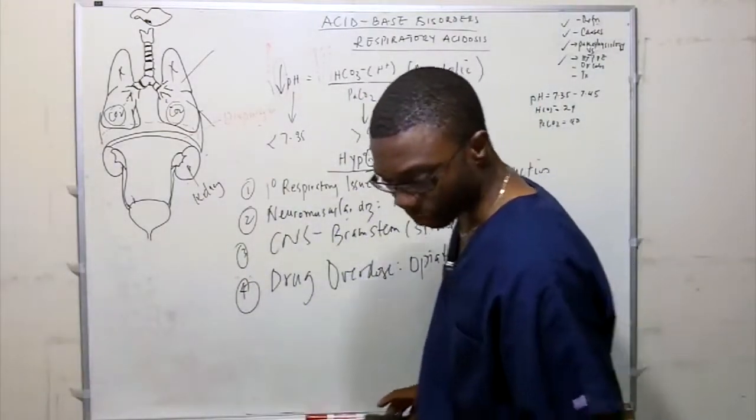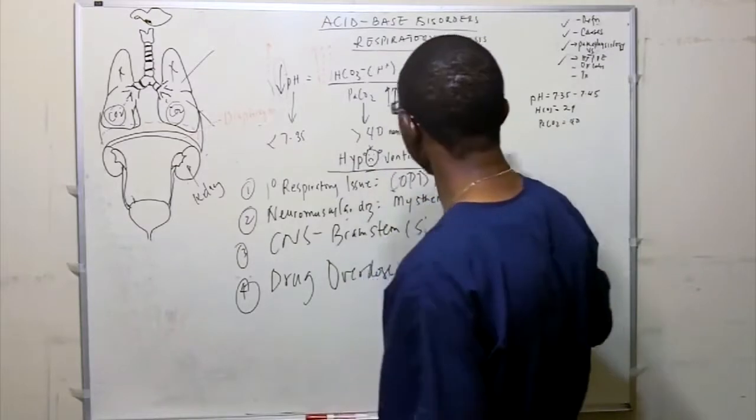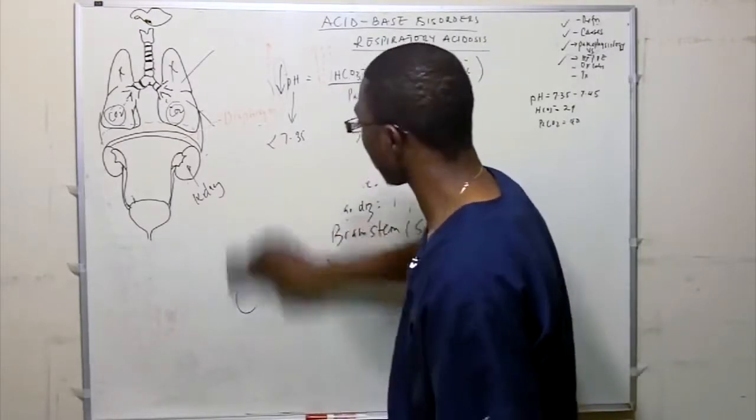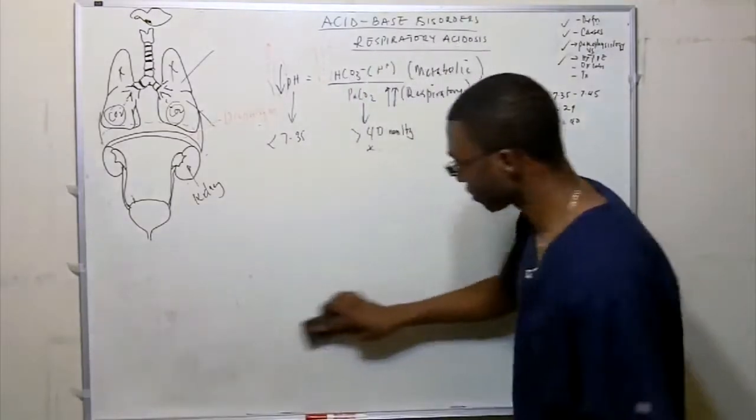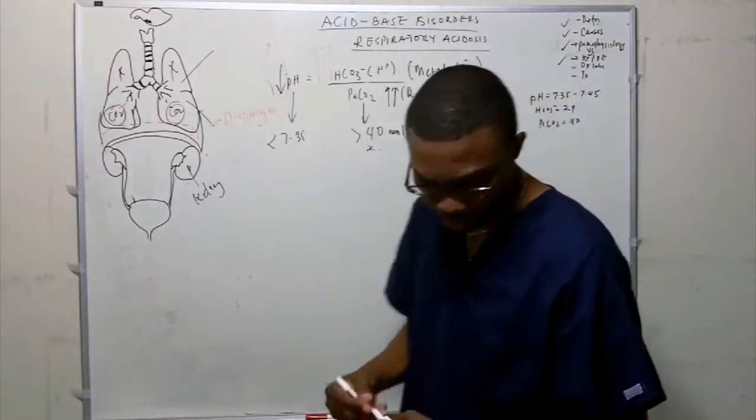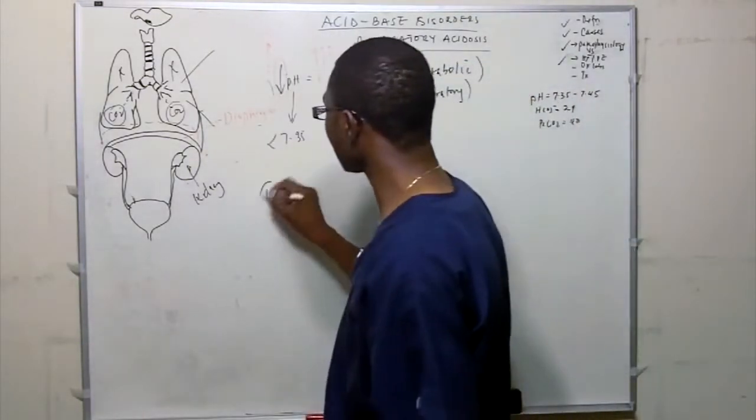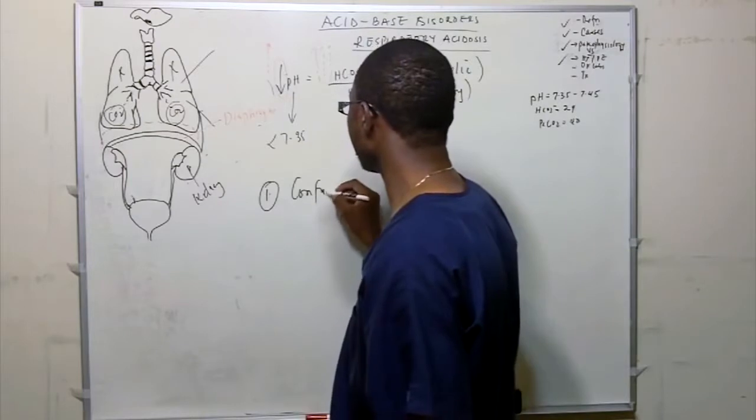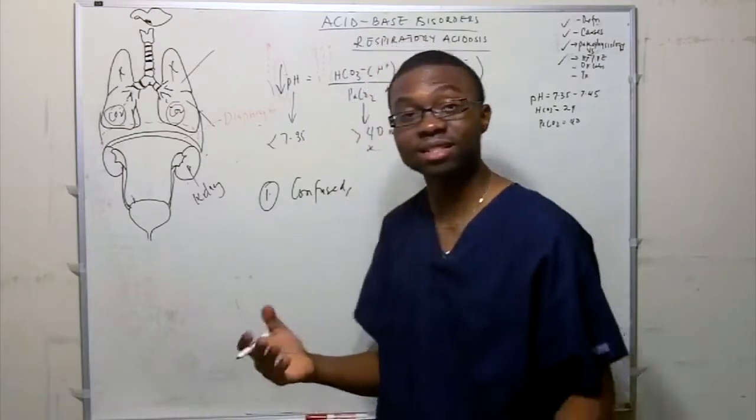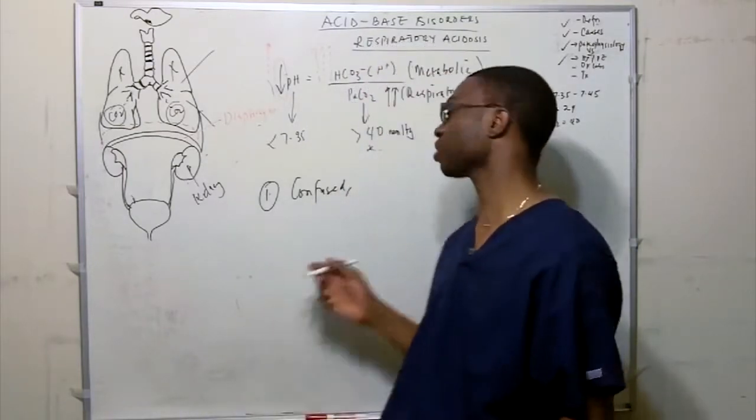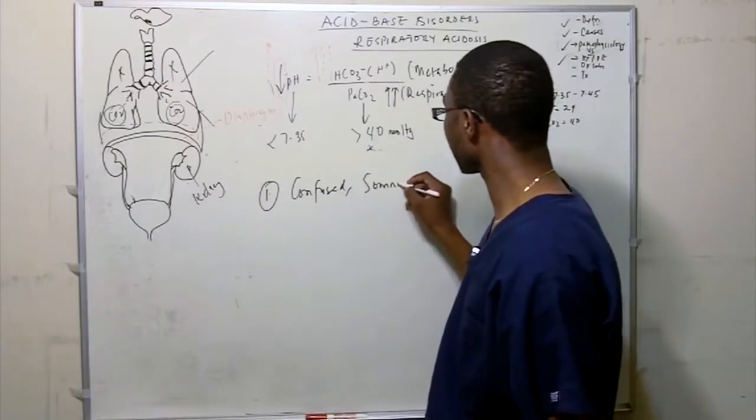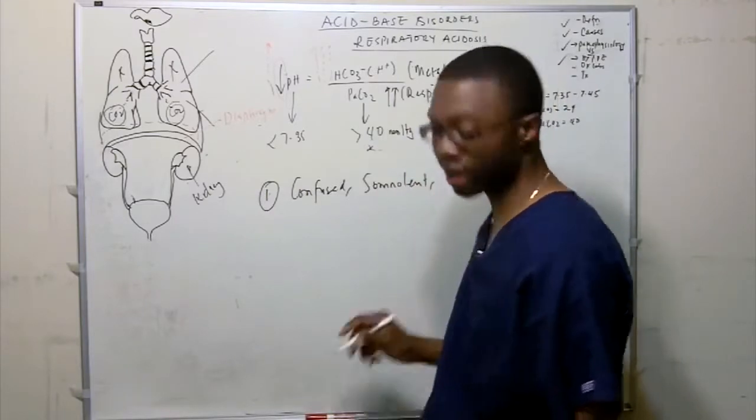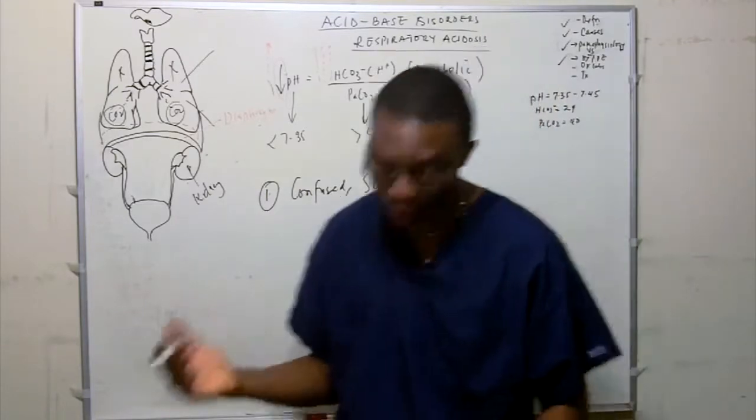Now, let's talk about the clinical features. Right? Just like we always do. That's how we roll in this department. When this patient comes in, what do you think they're going to look like? I just told you. They're going to look confused. As the signs and symptoms they're going to present with, they're going to be somnolent. Right? These guys are going to be in a coma.